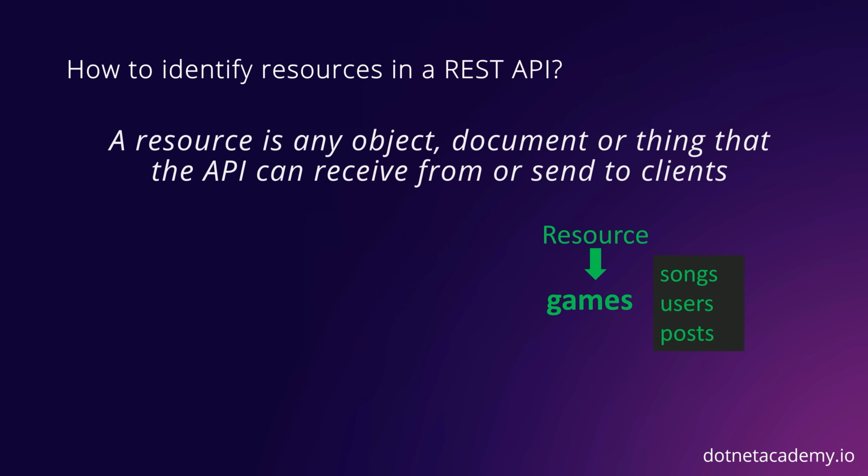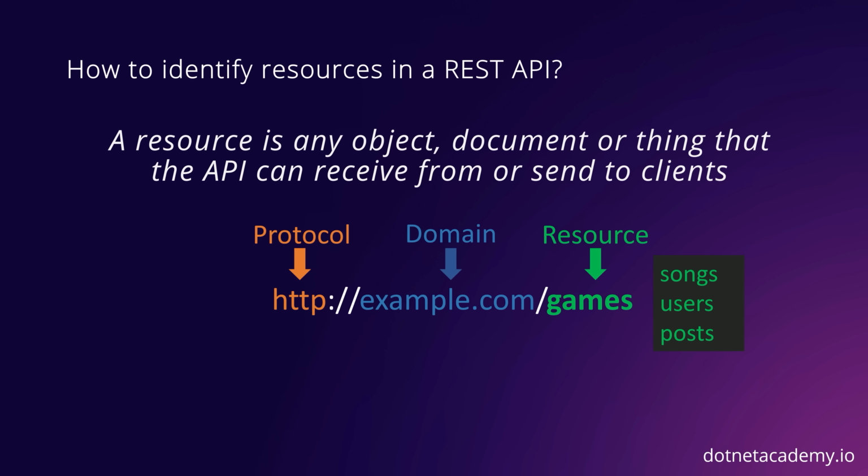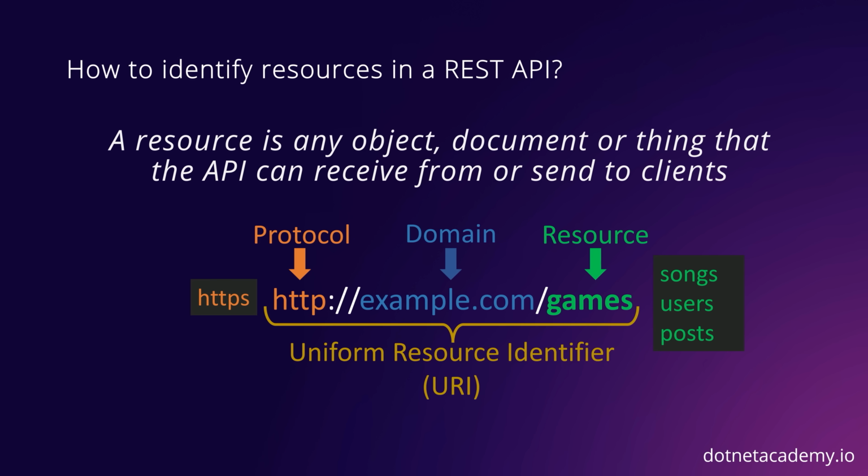These resources will be hosted on some domain, which could be a public domain, an intranet location, or it could be just your dev box. And they can be accessed either via the HTTP protocol or the HTTPS protocol, which is a must in public environments. So when you combine all these, you get what we know as a Uniform Resource Identifier, or URI. And that is what your clients will use to identify and reach the resources of a REST API. There could be more parts to this URI, but these are the essential elements.